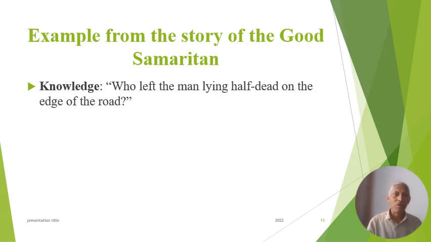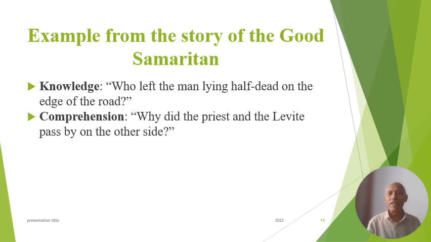Okay. Now, comprehension level, why did the priest and the Levite pass by on the other side? This goes higher. It's not just recalling the names, but it requires explaining why. Why did they leave? Why did they cross and not help the guy?